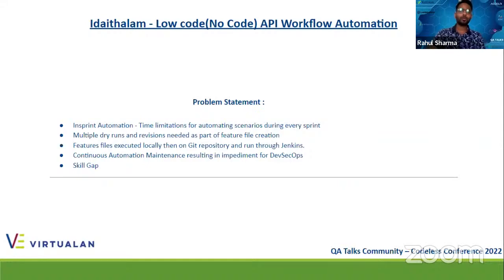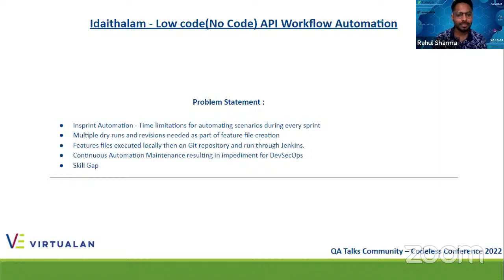Okay, so this was my problem statement from where I started with this tool, Idaithalam, and Virtualan software. In my project, I was struggling with in-sprint automation because in today's world, we all try to follow agile methodologies, SAFe agile, and we work in sprints, right? Mostly what we were facing is we were not able to achieve the in-sprint automation.